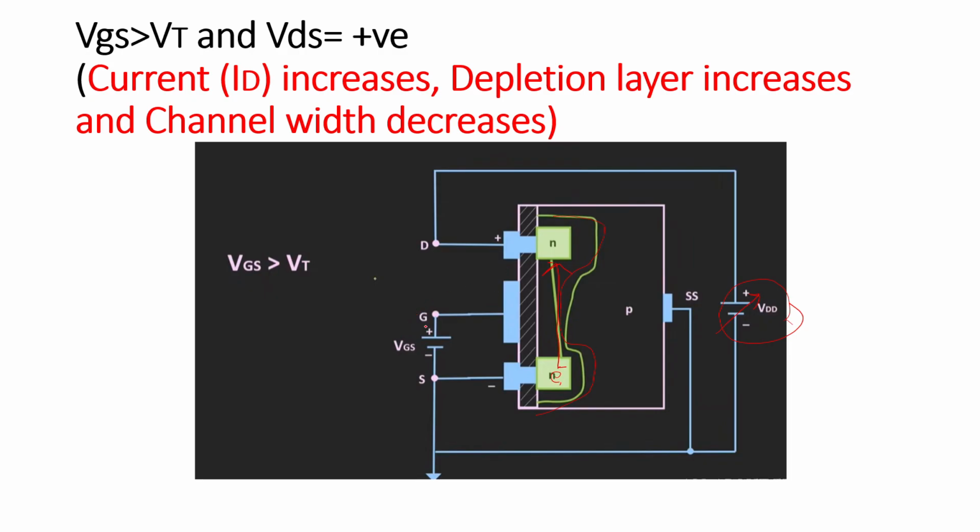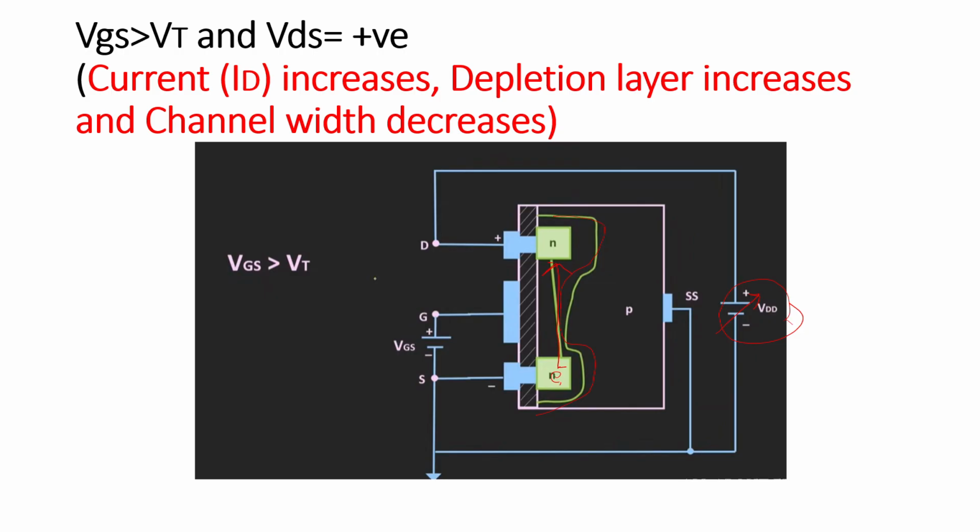So VGS is greater than VT anyhow. After that condition, the channel will be created and completed, and now we are applying VDS, the voltage across drain and source, which attracts the electrons from source towards the drain, and there is a current conduction. ID flows.